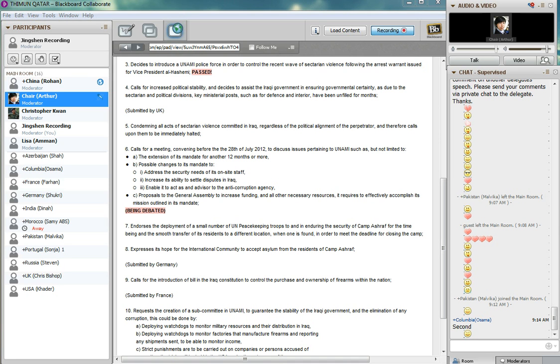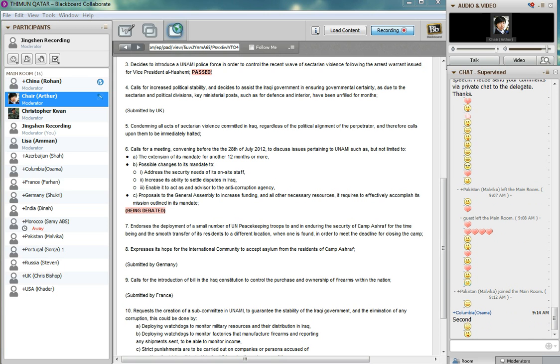That is in order. The amendment reads, calls for the immediate withdrawal of all forces in the borders of Iraq, unless otherwise mandated by the United Nations. The Chair sets a close debate time of 3 minutes for and 3 minutes against. Delegate, you have the floor.